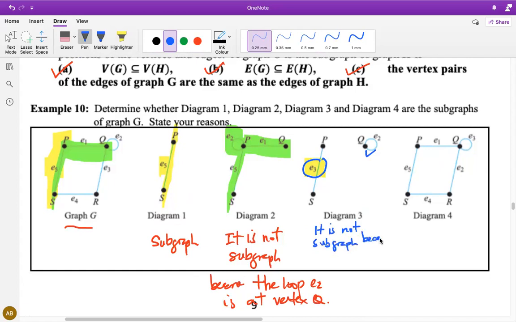Because E3 is not the edge of P and S. Okay, so that's your reason. Then diagram 4, you check diagram 4. See PQ, E3, E2, E4. So you can see here E5 correct, E4 correct, S, R, P, Q, all correct, right? And then E1 correct. Only these two are swapped. Therefore, it is not a subgraph.